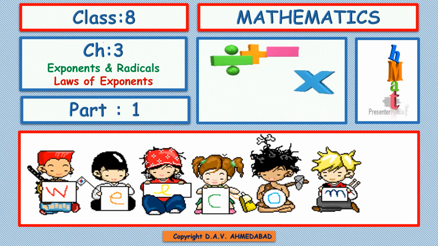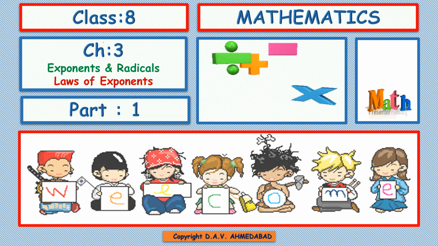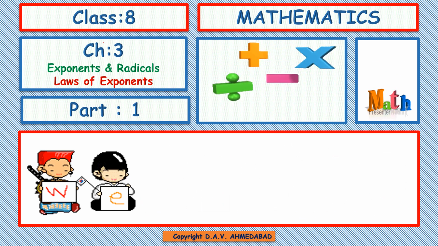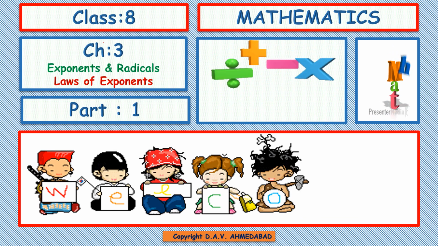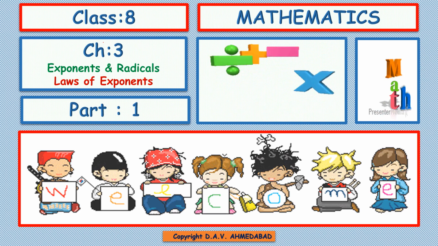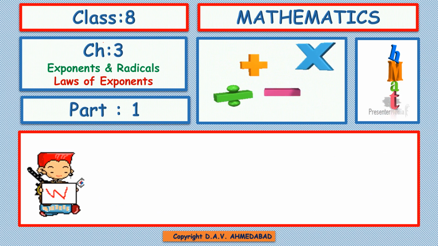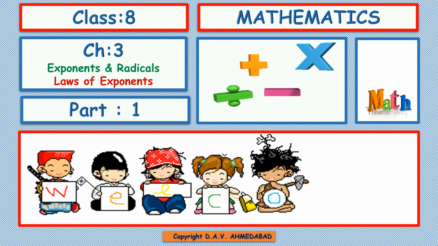Children, we have already done chapter number 1, squares and square roots, and chapter number 2, cubes and cube roots. Today, we will start chapter number 3, exponents and radicals. In part 1, we will discuss laws of exponents and we will learn how to use these laws in questions.